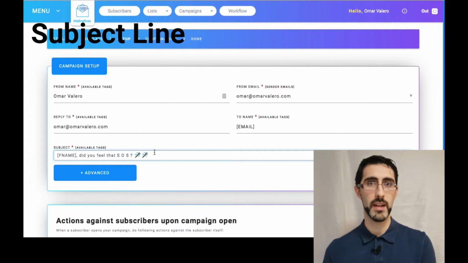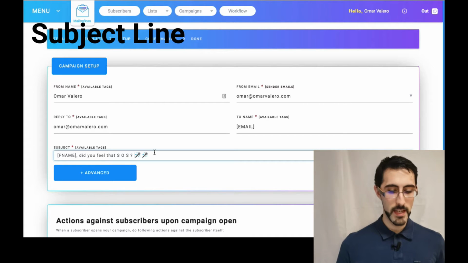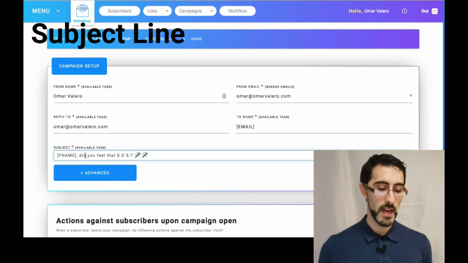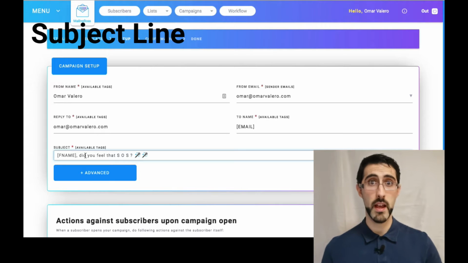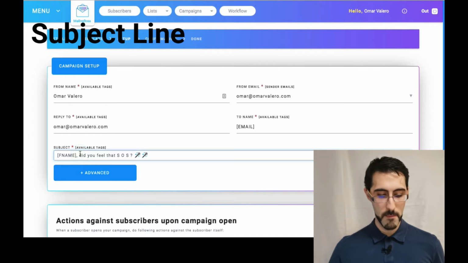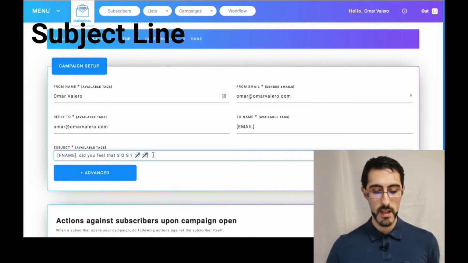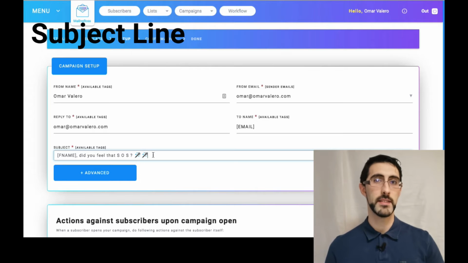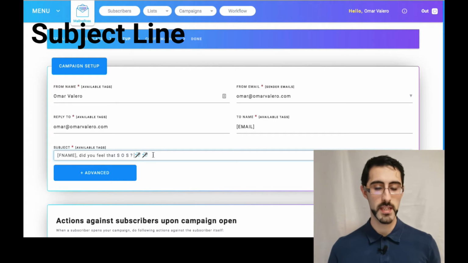So get opened. In this case, I use these microphone emojis because I use this phrase, "did you feel that SOS," because it reminds you of the song, "Can you hear that SOS?" These microphones make you remember that song and increase the curiosity about what is inside that email.